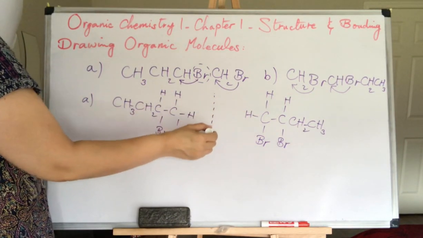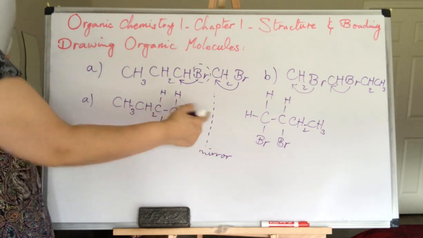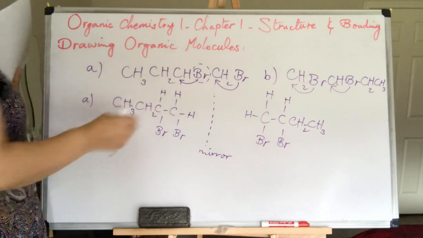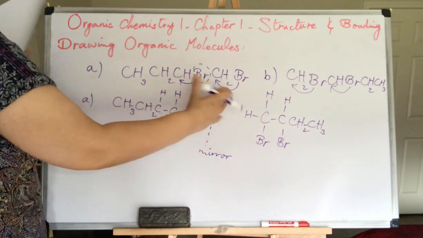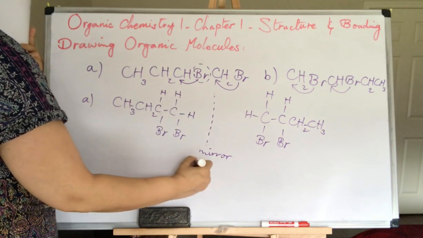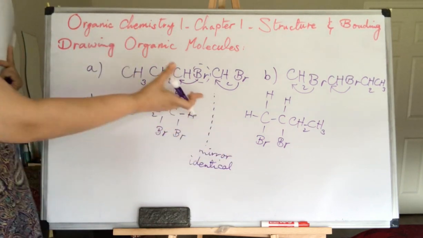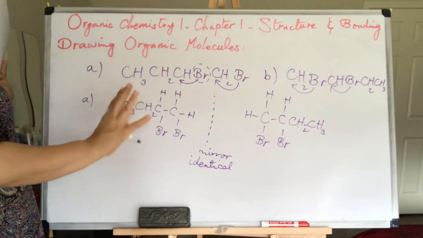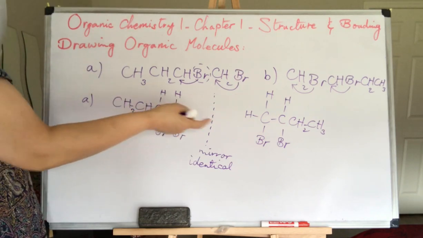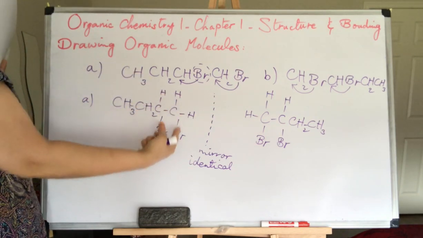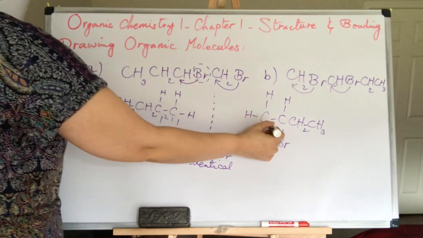Now, look at these two molecules. Doesn't it look like as if you have a mirror here, and you're looking at the image of this compound on the other side? So, this seems like they're identical. They're just flipped in the mirror. So, these two compounds are identical. Their formulas are the same. Both have four carbons, two bromine, and the rest are hydrogens. And the arrangement is the same, exactly. Carbon number one and carbon number two carry the bromines.